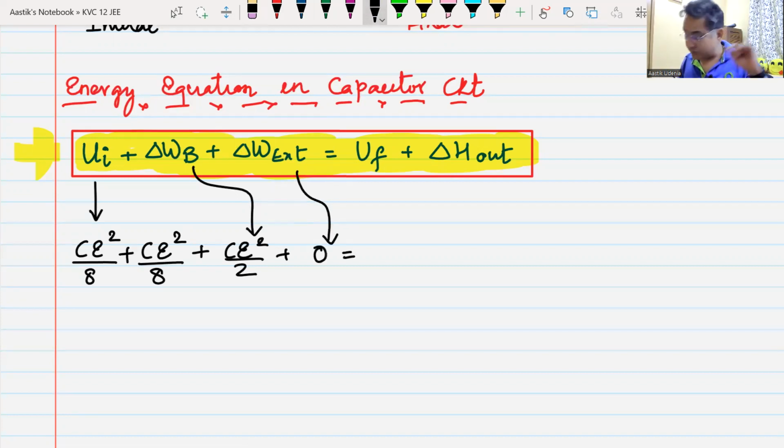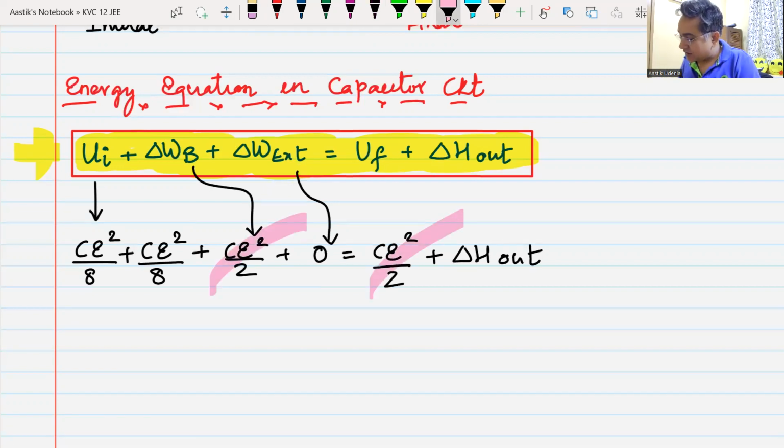That must be equal to the final potential energy, CE square by 2, plus the energy given out in the form of heat. Whatever is left is the energy given out in the form of heat. So the answer is CE square by 4. Do we understand this?